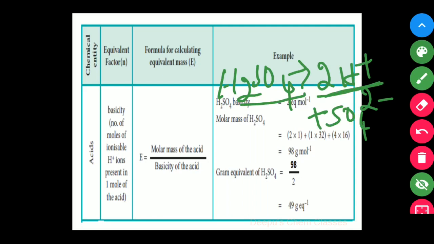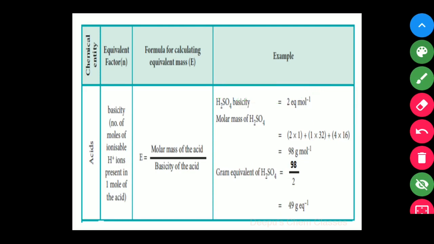So the basicity of sulfuric acid is also 2. Now the molar mass of sulfuric acid is found to be 98 gram per mole. It is calculated by adding up the individual atomic masses present in sulfuric acid.